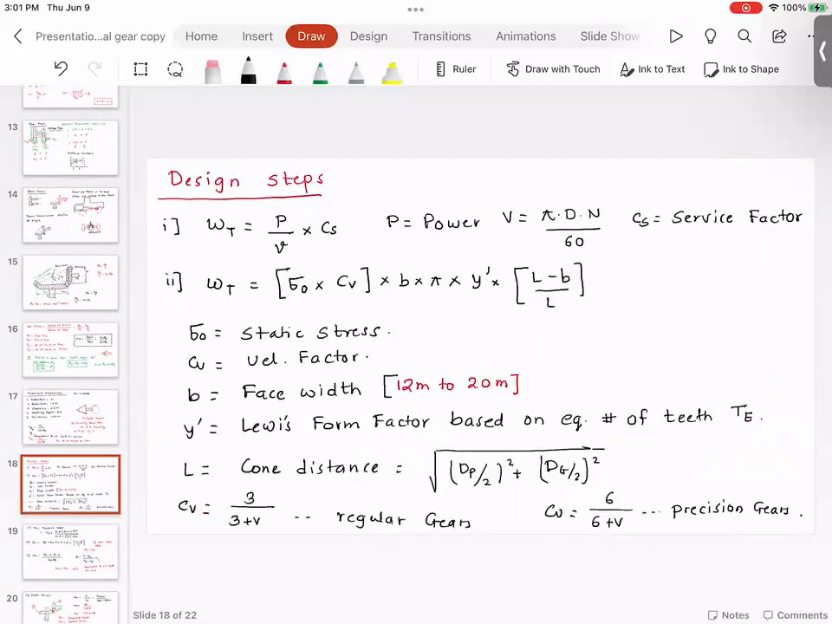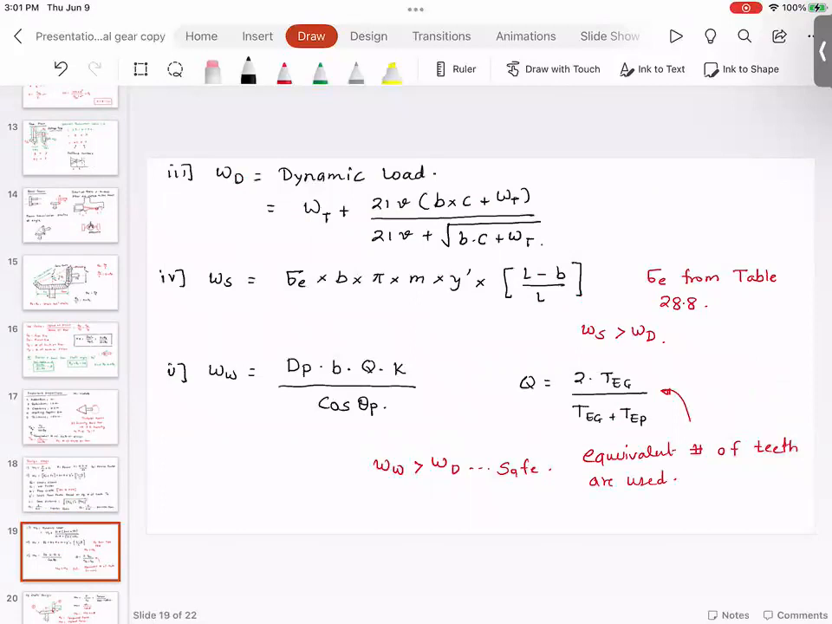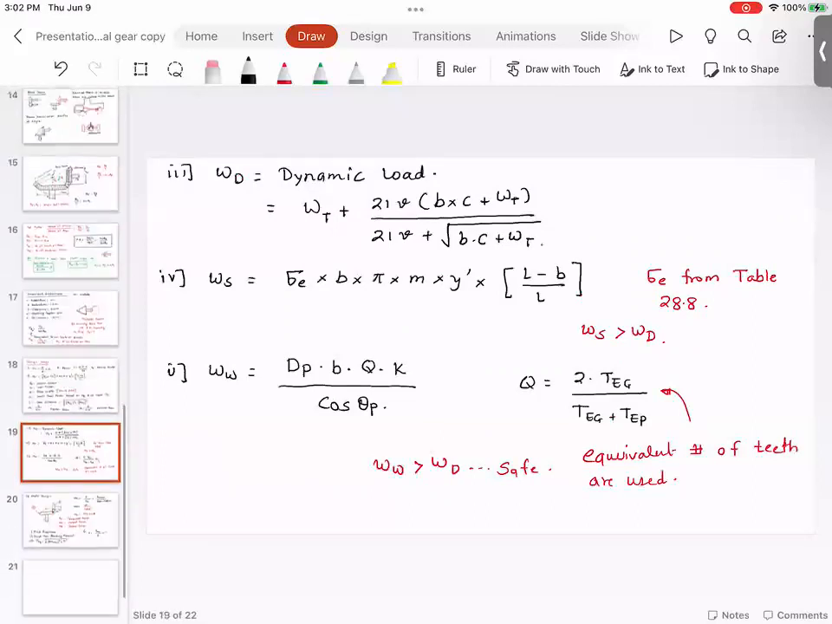These are the design steps. These design steps are the same as the spur gear design and helical gear design. Find Wt. From Wt, use the beam strength equation, find out the module, then find out the dynamic load, find out the static load, make sure the static load is greater than the dynamic load, find out the wear load, make sure that the wear load is greater than the dynamic load.